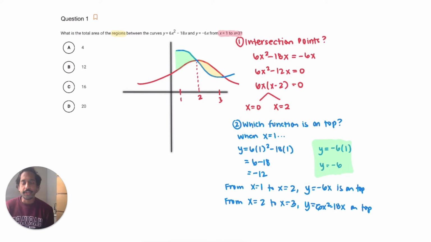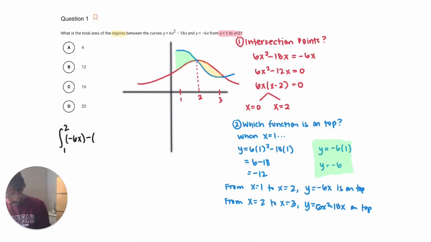What do we do with this information? Well, now we can make our integrals. I'll do this in black here on the side. The first integral is from 1 to 2. And we take our top function, whichever one is our higher value, so that's negative 6x.